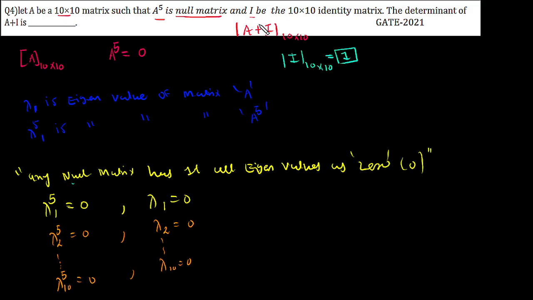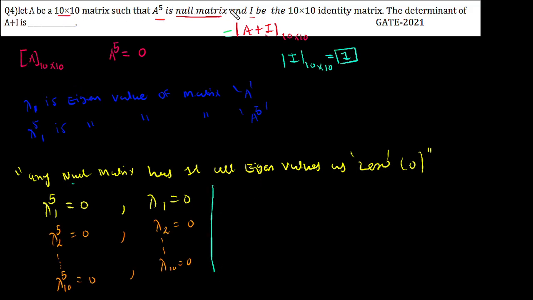We know if lambda 1 is the eigenvalue for this matrix A, then the eigenvalue of A plus I is nothing but lambda 1 plus 1, because for any identity matrix all its eigenvalues are simply 1. So if we know the eigenvalues of this matrix A, then we can easily find the eigenvalues of this matrix. So now let's do it here.